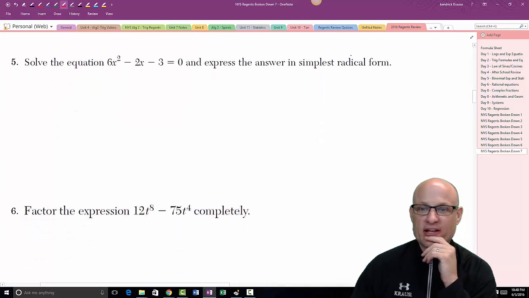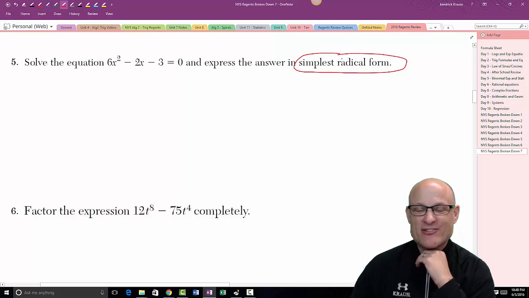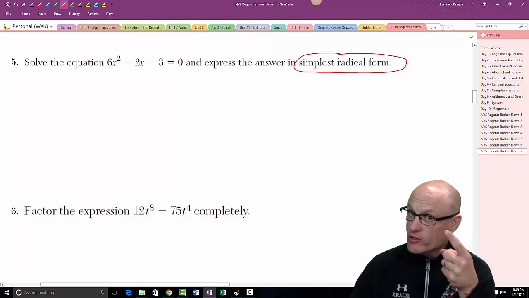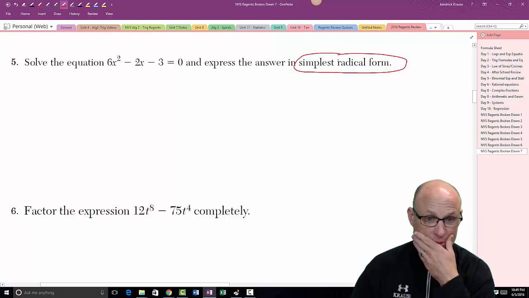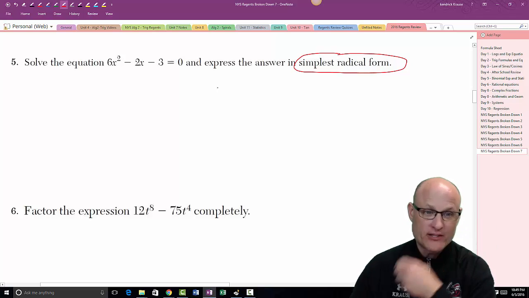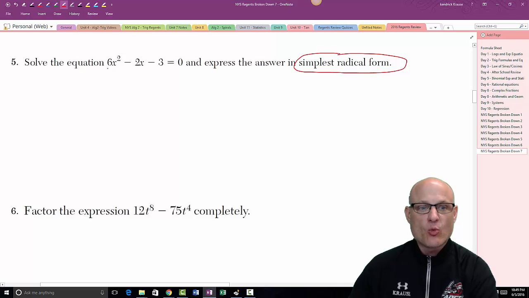Solve the following equations and express in simplest radical form. Now, you know what this means? This means you're not factoring this. You have two options, completing the square or the quadratic formula. The quadratic formula always works. Completing the square doesn't necessarily work. And in this case, you can't use completing the square because you have to have a 1 here and an even number here. While I have an even number here, I don't have a 1 here. So we're not using completing the square. We are going to use the quadratic formula.